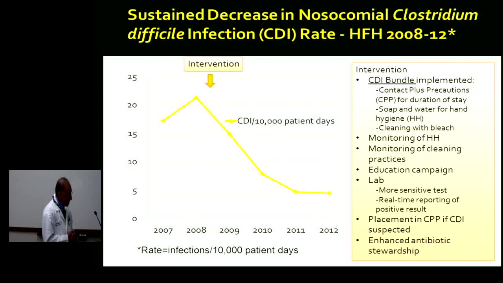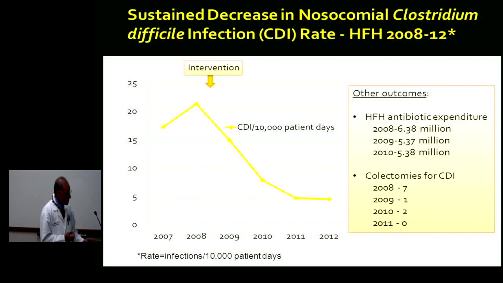So certainly we saw a decline in rates. We know the strategy works. The other outcome was a decrease, as you can see, in 2010 of the antibiotic budget expenditure. And you can see the colectomy data that overall for the hospital that has declined. So I think I'll stop here.